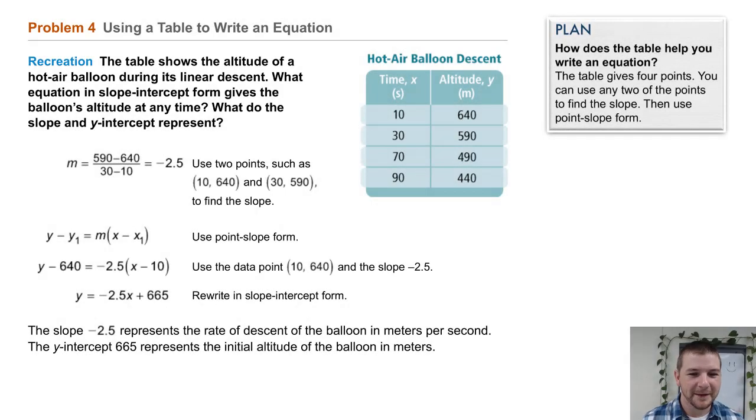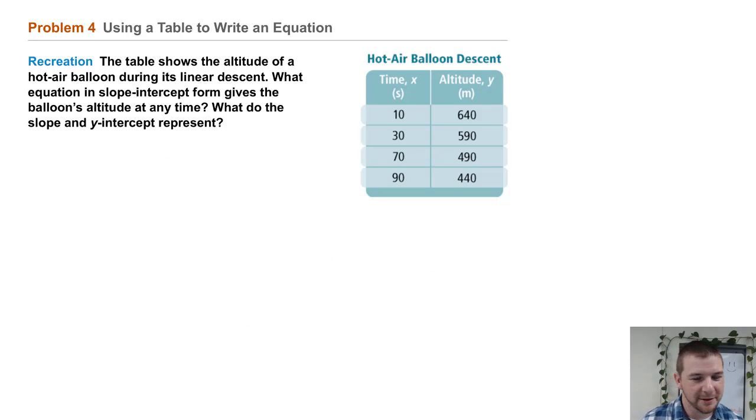Problem 4. Using a table to write an equation. Recreation. The table shows the altitude of a hot air balloon during its linear descent. What equation, in slope-intercept form, gives the balloon's altitude at any time? What do the slope and y-intercept represent? So consider the table. Hot air balloon descent.